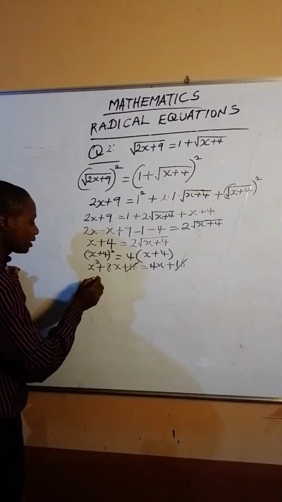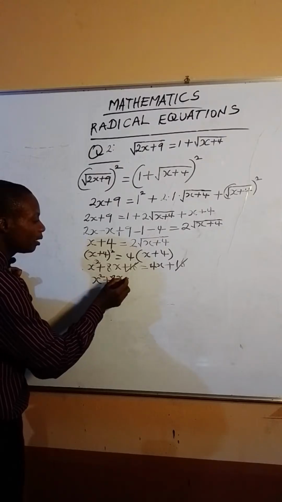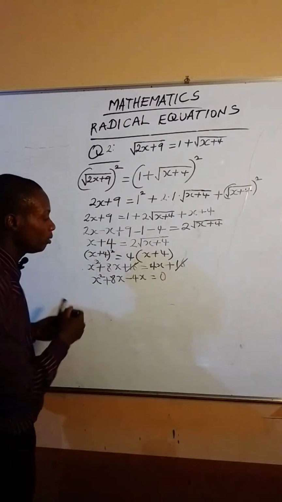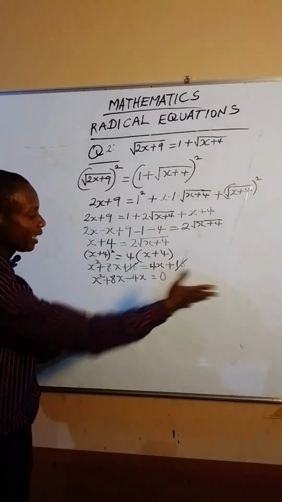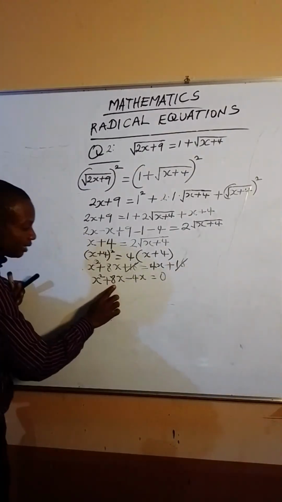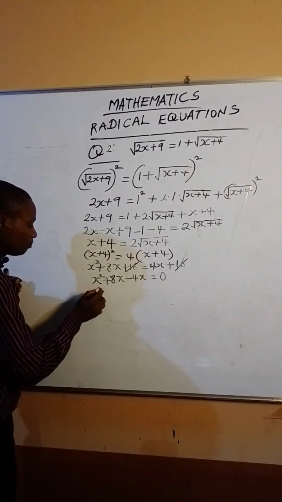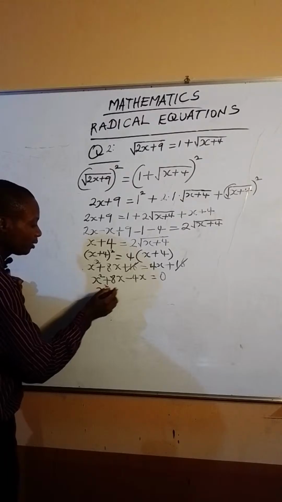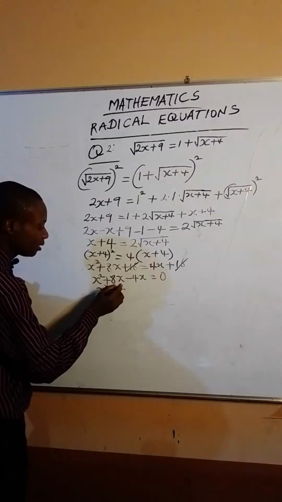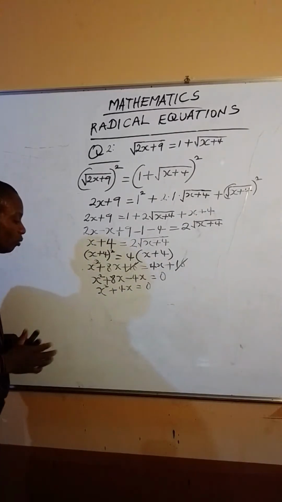We are now left with x squared plus 8x minus 4x equals 0, because nothing is left at the right hand side again. So we are now left with only 0 there. Then these two are like terms. What do we do? Simplify them since they are like terms. So this becomes x squared plus 4x is equal to 0.